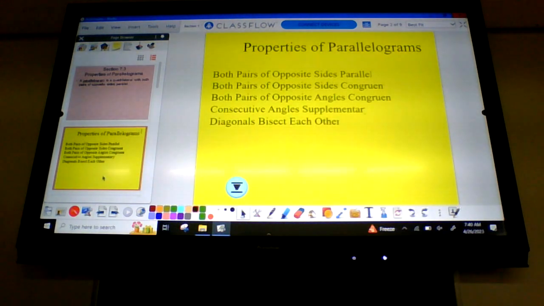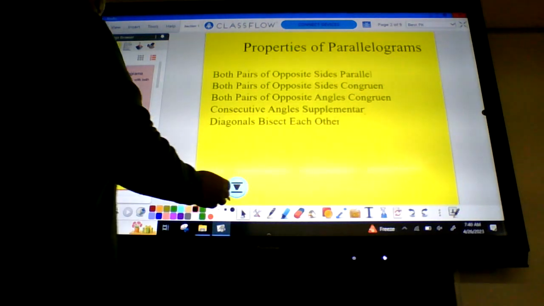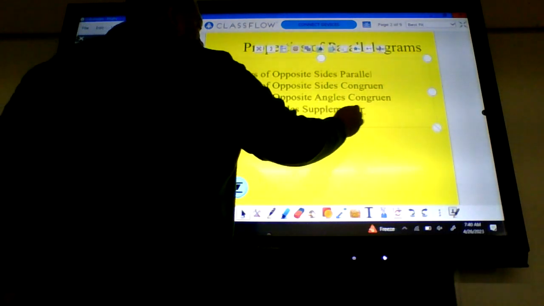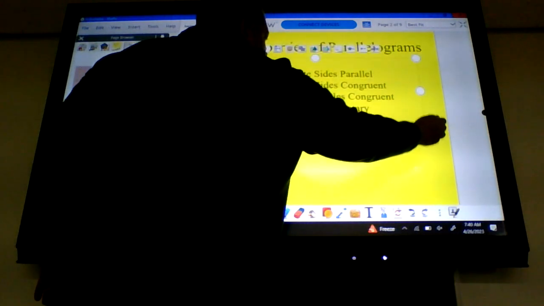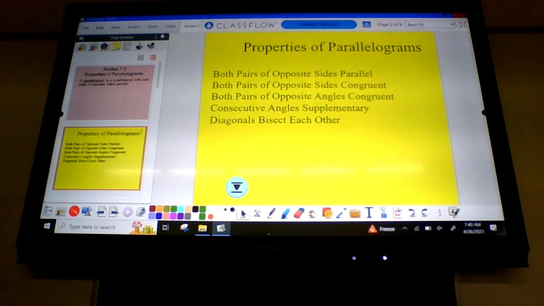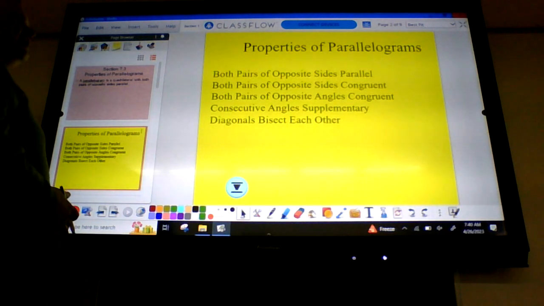The first one is that both pairs of opposite sides are parallel. Okay, it's not just one pair, but actually 2 pairs in that shape. Both pairs of opposite sides are going to be congruent as well. Okay? Both pairs of opposite angles are congruent. Your consecutive angles are supplementary, and the diagonals will bisect each other. Okay, so those are all the properties of parallelograms.